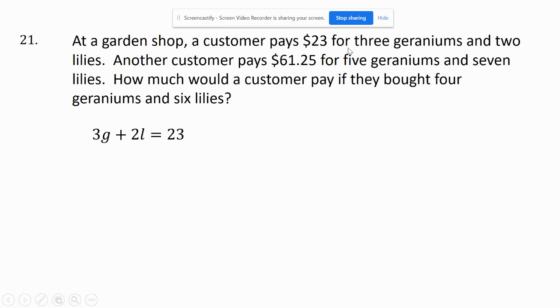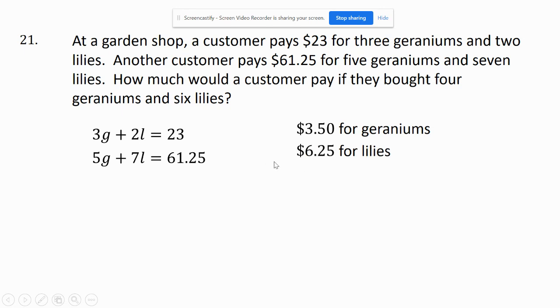So first off, I set up an equation. I used a G for geraniums and L for lilies. Bought 3 and 2 for 23, and 5 and 7 respectively for 61.25. And then I can use the system of equations to do 2 by 2 matrices, which would be the fastest, or you can use linear combination. But you end up at 3.50 for geraniums and 6.25 for lilies.